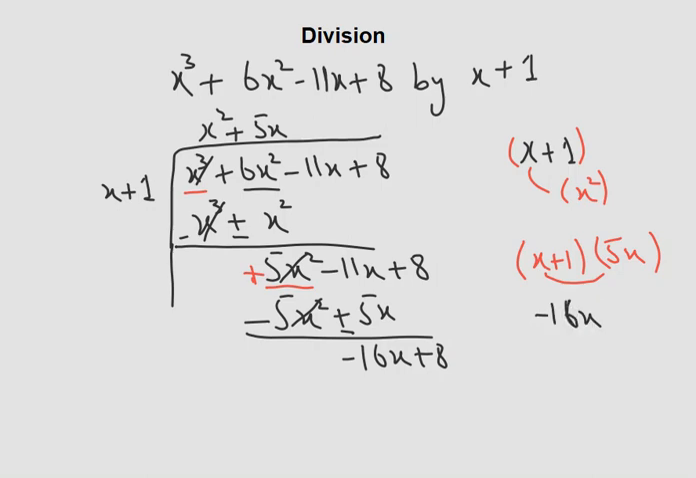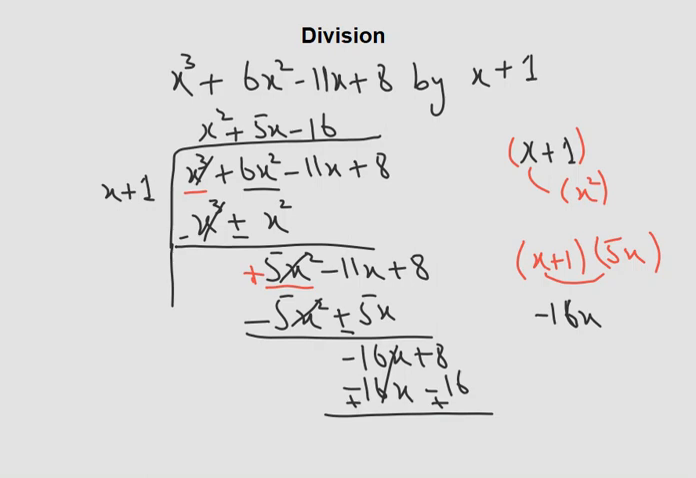Okay, so we need minus 16x, so we will multiply x with, here the sign is negative, so we will put a negative sign in the quotient. So minus x multiplied with minus 16, we will get minus 16x, and again 1 multiplied by minus 16, we will get minus 16. So here again change the sign, positive, positive, these two will cancel each other.